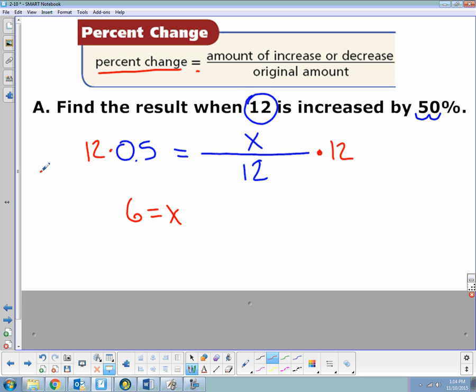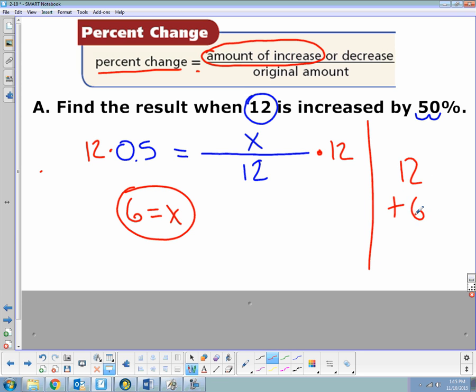Now, find the result when 12 is increased by 50%. If 12 is increased, the answer cannot be 6, because 12 cannot increase to 6. That's illogical. We've figured out the amount of increase, how much it's increasing. That's what we solve for. That's what this formula gives us. So if I know I started with 12, and it's increasing by 50%, which is 6, I'm going to have 18 as my final answer.